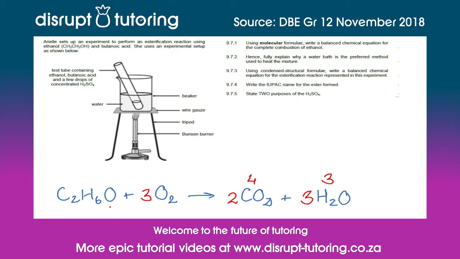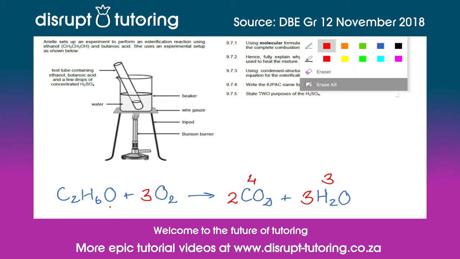Okay, so then the next question asks us to use condensed structural formula to write a balanced chemical equation for the esterification reaction in this experiment. In an esterification reaction, recall that an alcohol reacts with a carboxylic acid in the presence of a catalyst to form an ester and water. So in this case, the alcohol is ethanol and the carboxylic acid is butanoic acid. So let's write down those condensed structural formulae.